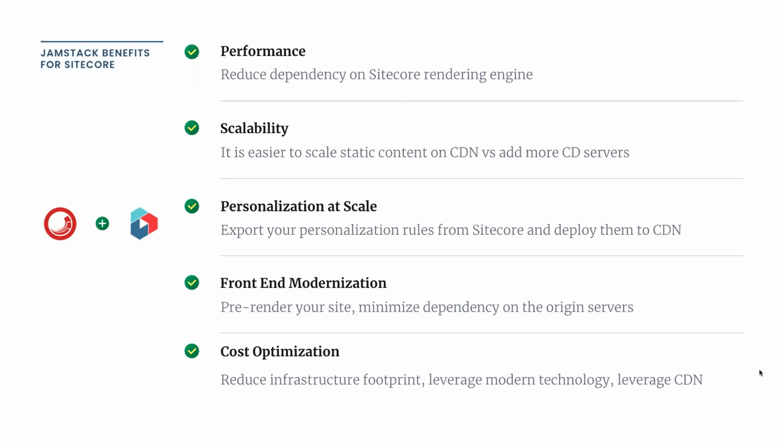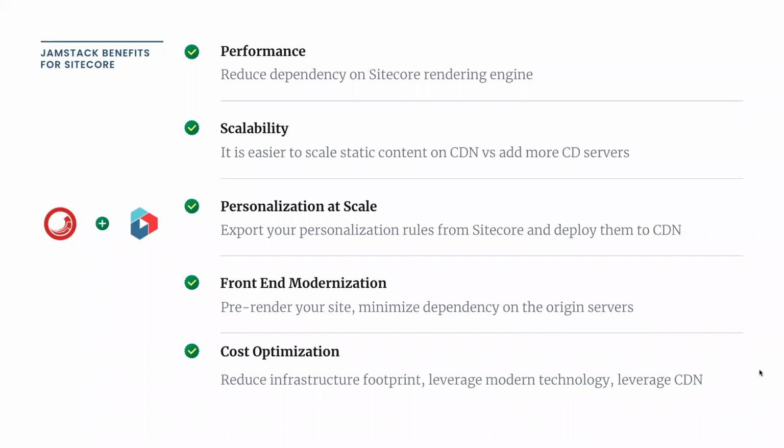So what about front-end modernization, right? You're able to pre-render your site and minimize dependency on the origin servers. So now we're talking about, okay, we had an MVC site and we are able to fix that time to first byte, going from, let's say, three to 500 milliseconds down to 50 milliseconds. Once we take care of that and we've decoupled and made a Jamstack site, the next step is to start fixing and improving our front end.